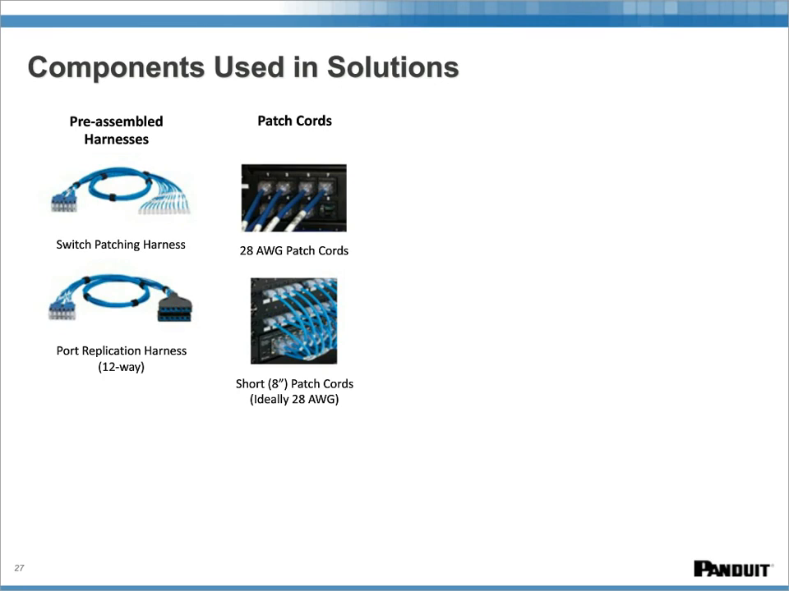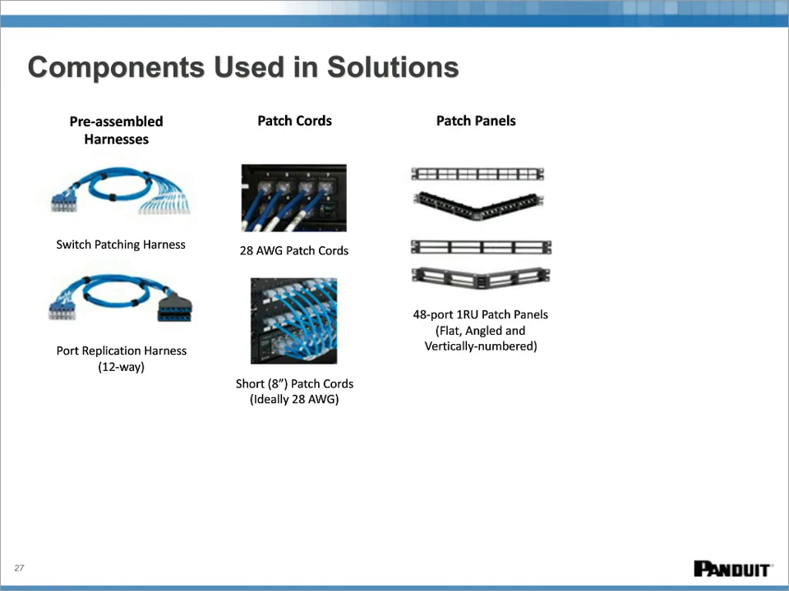We looked at a number of patch panels, but the general theme there was 48-port 1RU patch panels of either flat or angled panels, angled because it helps us reduce those horizontal managers, and some of those panels being vertically numbered. And you can step back through the slide deck, which we'll make available to you at the close of this. You can step back through to see in which cases those vertically numbered panels came into play.